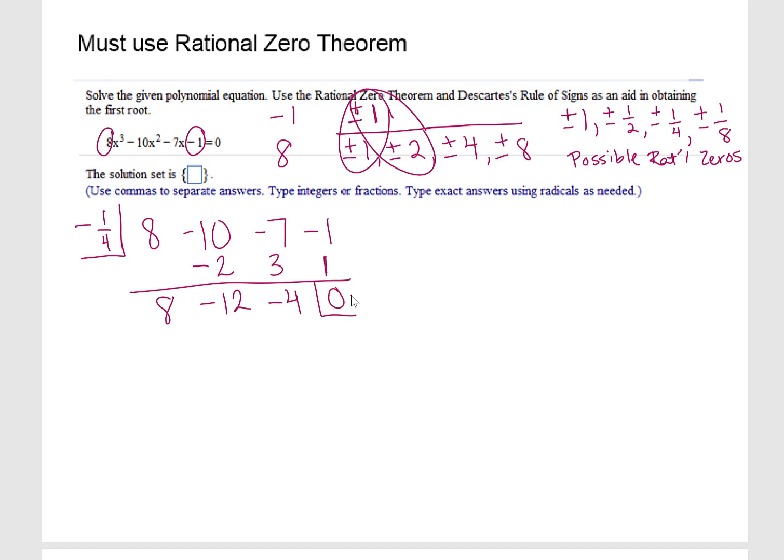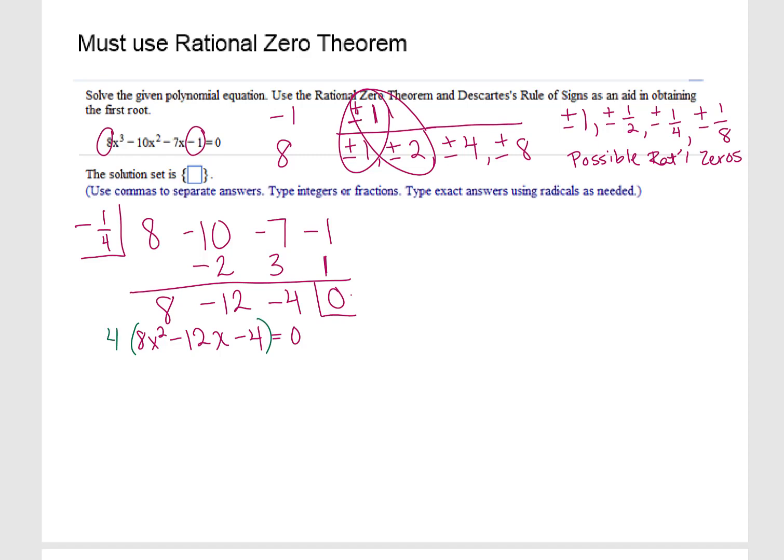And I know that worked out because I got a 0, and that's what I should get since this is a solution to this function. So now I'm left with 8x squared, minus 12x minus 4. I can go from there and use those coefficients and that constant as my A, B, and C. But I can also, if I'm able to recognize it, and if you don't, that's fine, say, oh, I'm going to go ahead and factor out a 4 here.